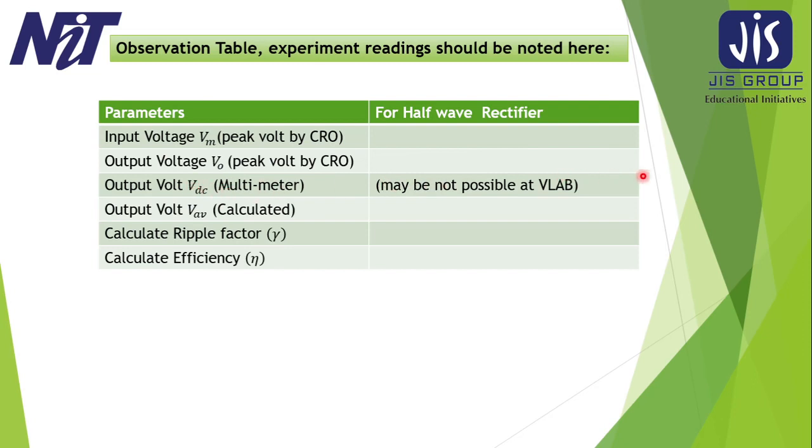So in this particular web simulation platform, it may not be possible with a multimeter measurement. In that case you have to calculate your DC by the given formula, and the output voltage V average, which will also be calculated from Vm and Vrms, and finally you have to find the ripple factor and calculate the efficiency of the rectifier for a certain load and a specific input voltage.